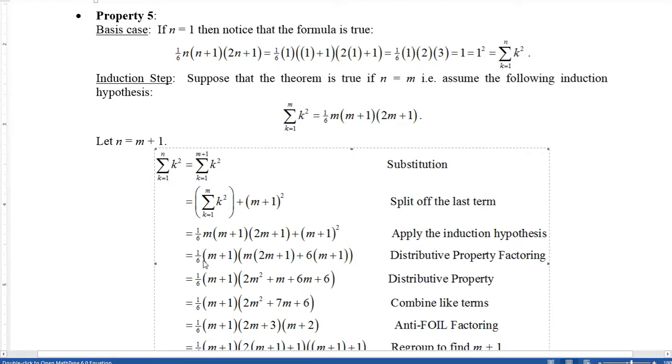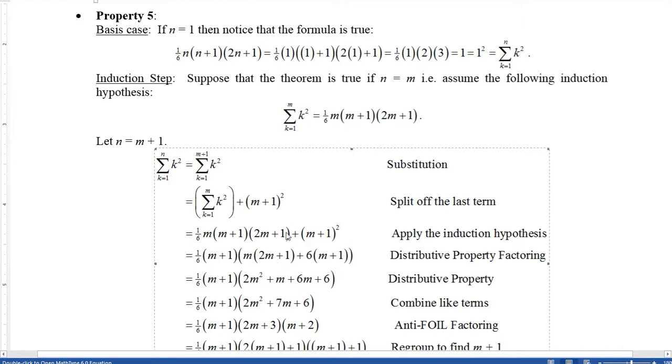Next, I'm going to do some factoring. I'm going to factor out a 1/6 and an m plus 1 using the distributive property. So we're essentially multiplying this by the reciprocal to get this. So we're multiplying by 6 over m plus 1. The 1/6 cancels here, the m plus 1 cancels, and we're left with m times 2m plus 1.